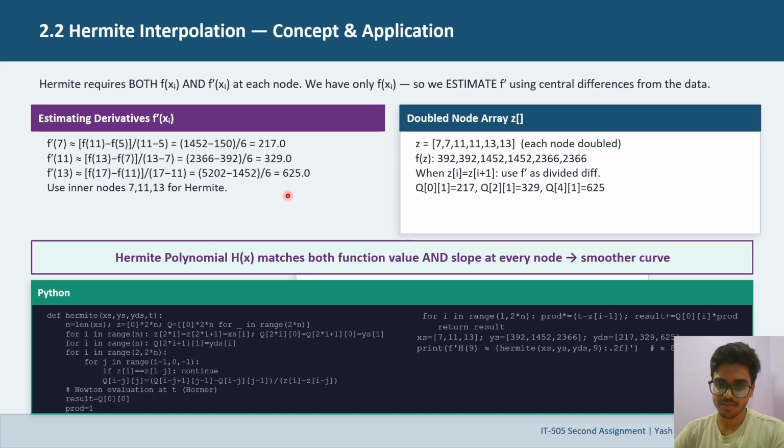With these estimated derivatives, we use the doubled node divided difference algorithm. We create a new node array Z where each xi appears twice. The divided difference table is constructed with the derivative values filling in where two consecutive nodes are equal. The resulting Hermite polynomial h of 9 gives approximately 810, consistent with Lagrange since both interpolate through the same data. Hermite gives a smoother curve because it also matches the slope at every data point, not just the value. It is used in animation and computer graphics and so on.